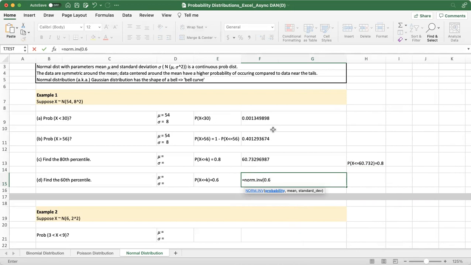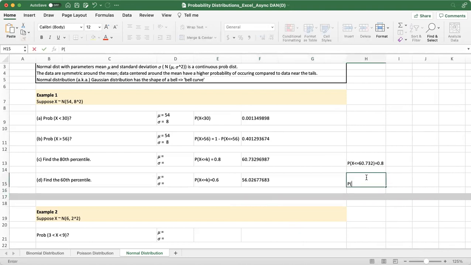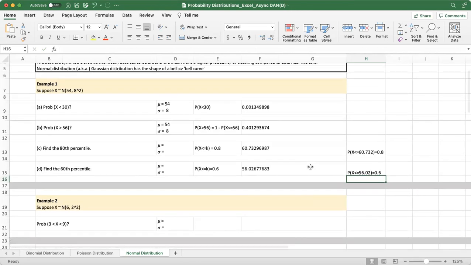60th percentile means the probability of values below this number is 0.6. The mean is 54, standard deviation is 8, and the answer is 56.02. So this essentially tells you that the probability of x being lesser than or equal to 56.02 was 0.6. And that's how you compute percentile values in Excel. And you can always check the answers with the applet here as well.